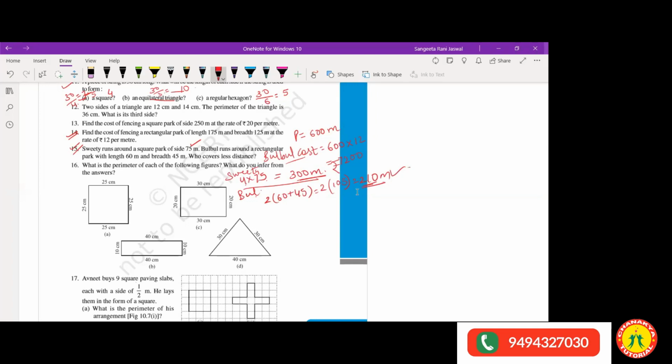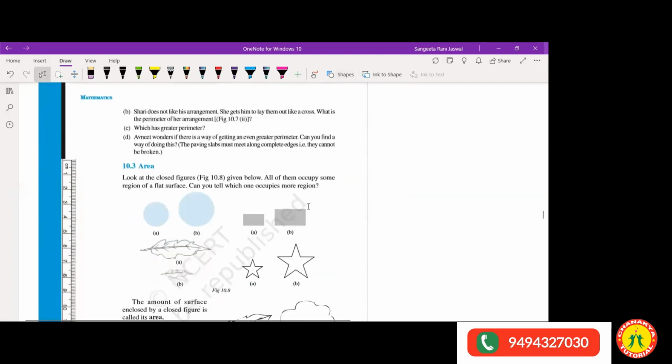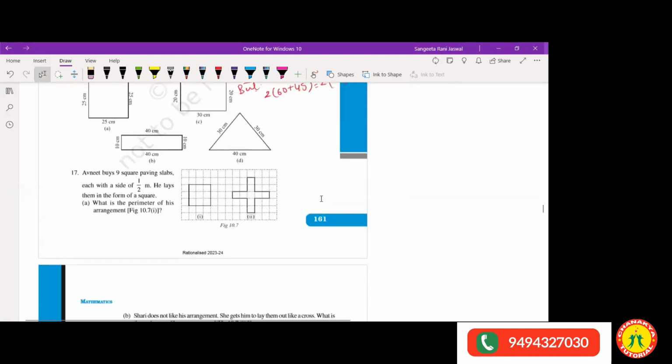Okay, let's move ahead. Okay, coming to area part now.